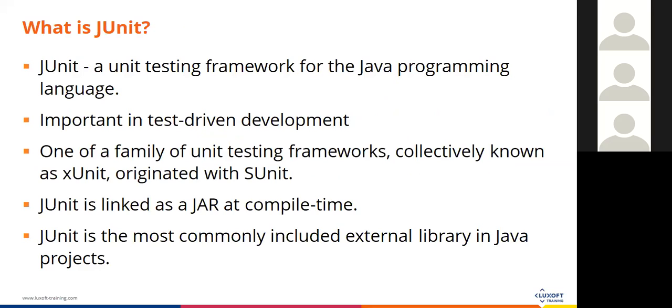So, a natural question that arises is: what is JUnit? JUnit is a framework, in particular a unit testing framework for the Java programming language. It has some relatives that are collectively known as XUnit. The first one was SUnit, and the first versions of JUnit were presented as a jar, a Java archive, that was linked to the applications at compile time and then used at runtime.